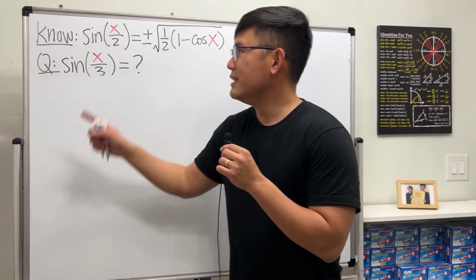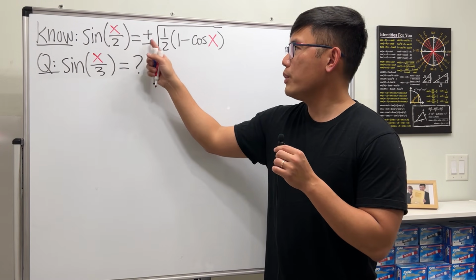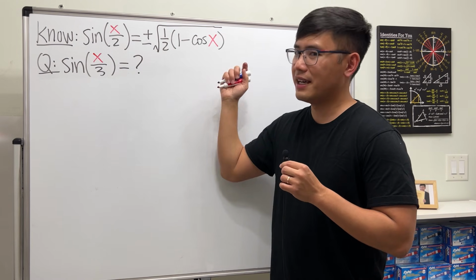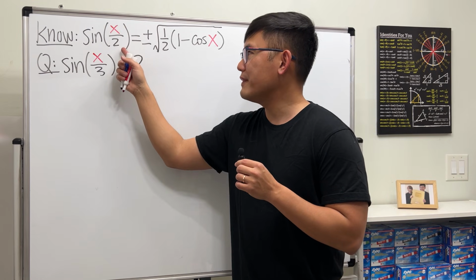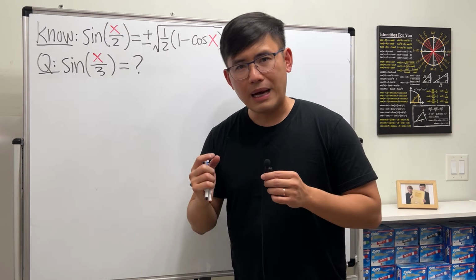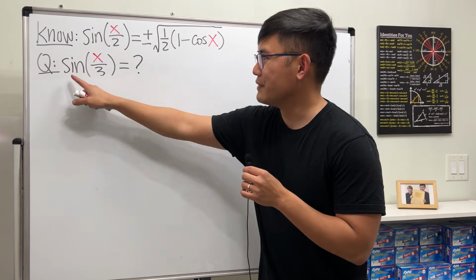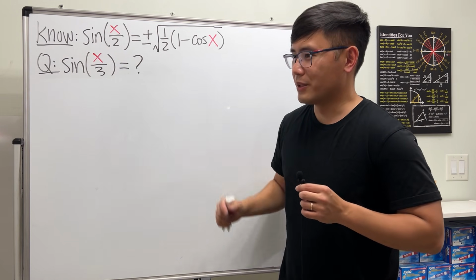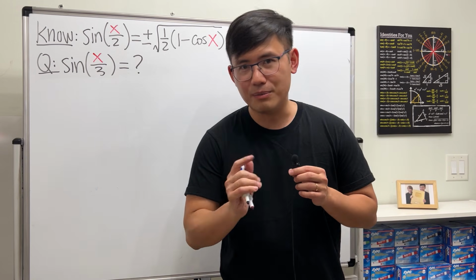Okay, as we all know, sine of x over 2 is just equal to plus or minus the square root of 1/2 times 1 minus cosine x. And this right here is the half angle identity for sine. But have you ever thought about what if we have sine of x over 3? I don't think we have seen a formula for this before, right? But don't worry, let me show you.